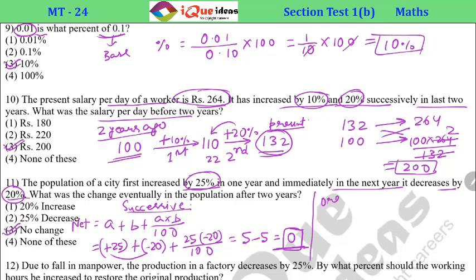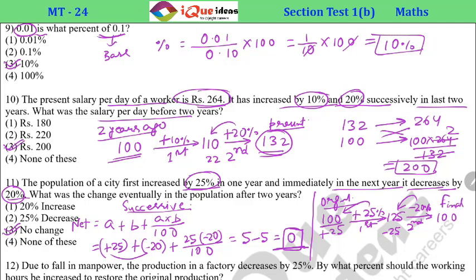Let's assume that the original value of population was 100. In the first year, it increases by 25%. So 25% on 100 will be 25. So it gets added. It becomes 125. This is the first year, right? And the second year, what is happening? In the second year, it is decreased by 20%. So minus 20%. Calculate 20% of 125. Now 20% is 1/5. 1/5 of 125 is 25. And that is reduced. So our 125 minus 25 will become 100. So this is the final value.